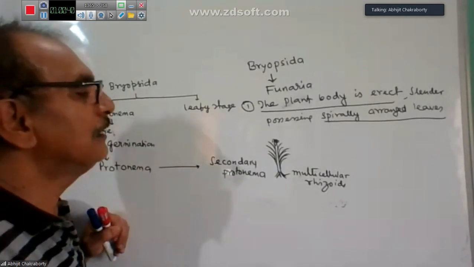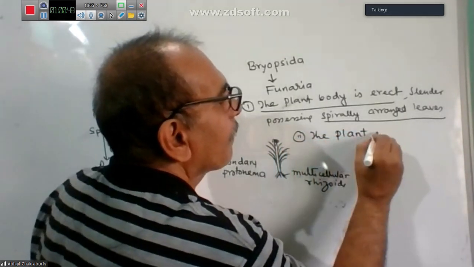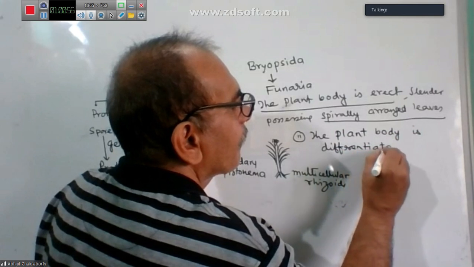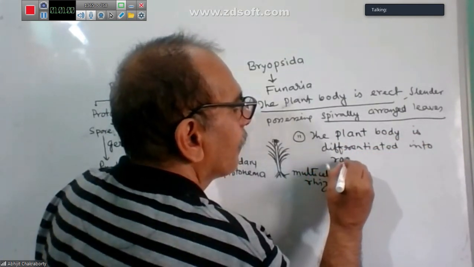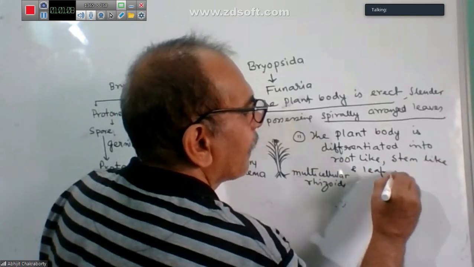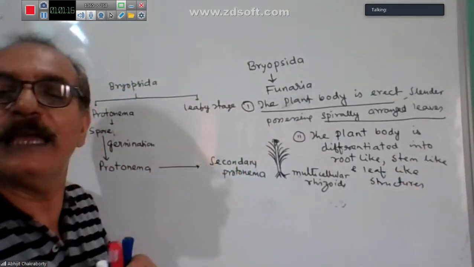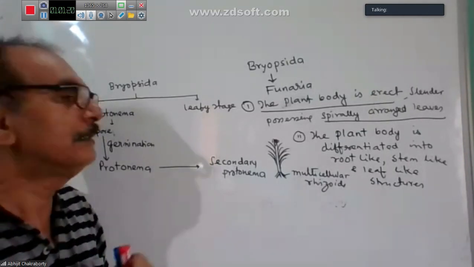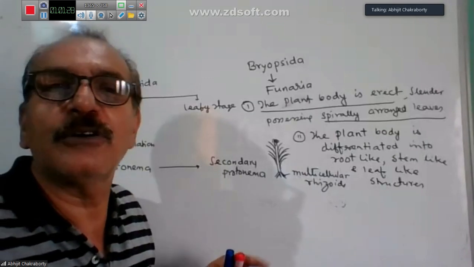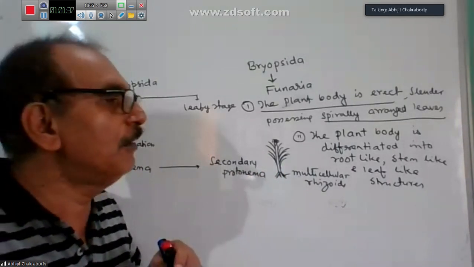Now, what happens next? The plant body is differentiated into root-like, stem-like, and leaf-like structures. But true root, true stem, true leaf are not at all found. So remember this thing. Rhizoids here are multicellular.